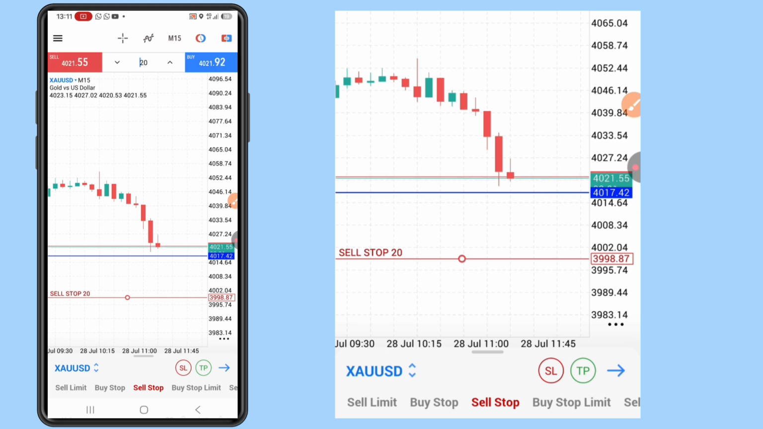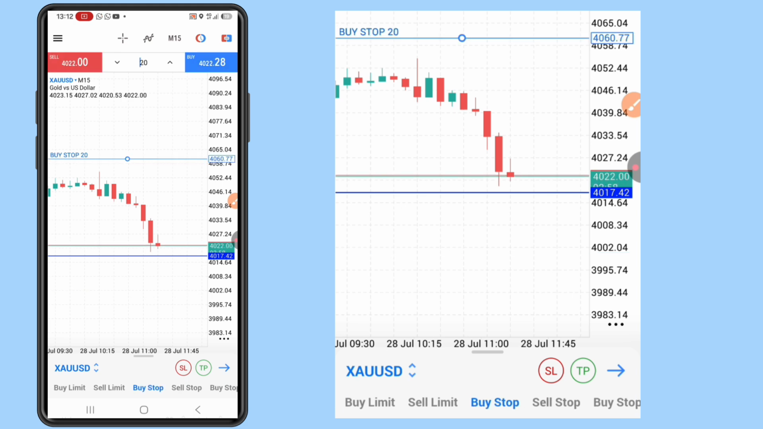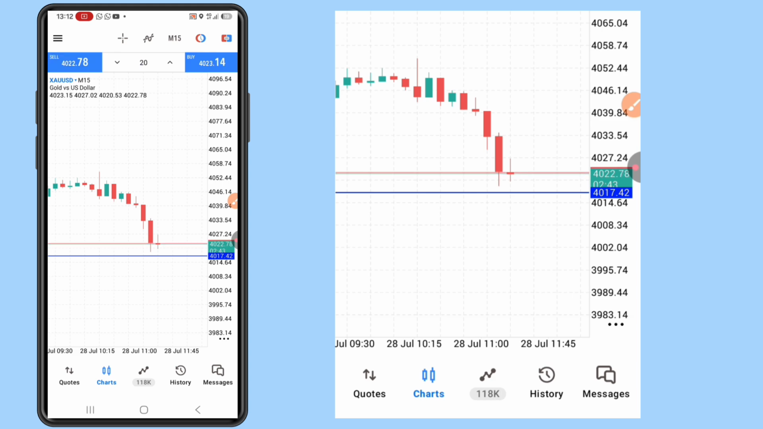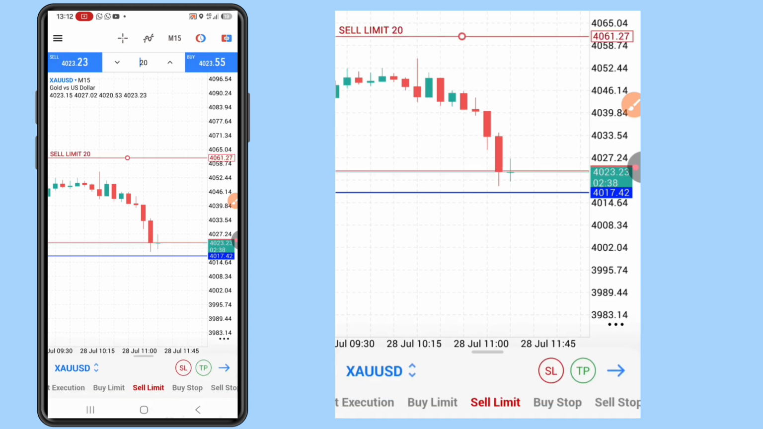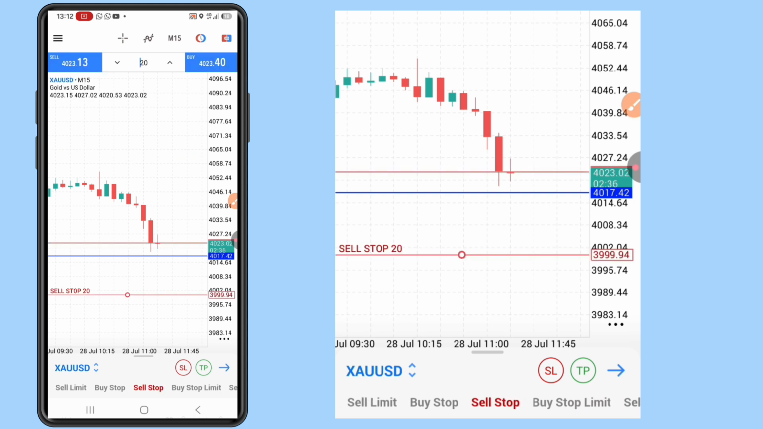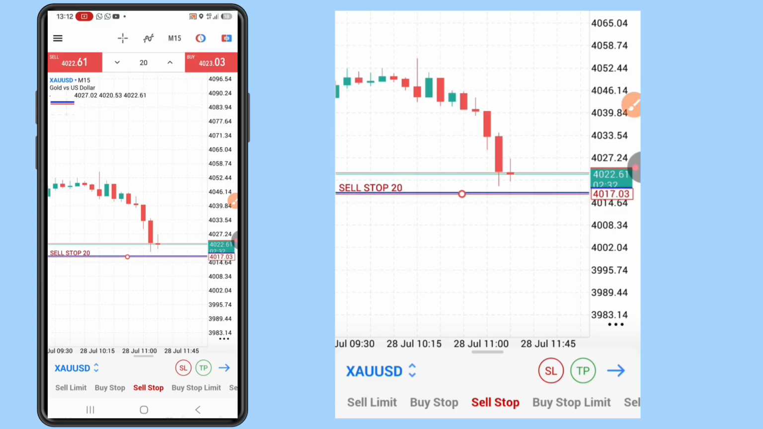Sell stop. Whenever the entry price is above the market price, so long as it is a buy signal, you use buy stop. Okay, and currently we are supposed to use the sell stop, which is right here. So just drag this to the price you've been told.